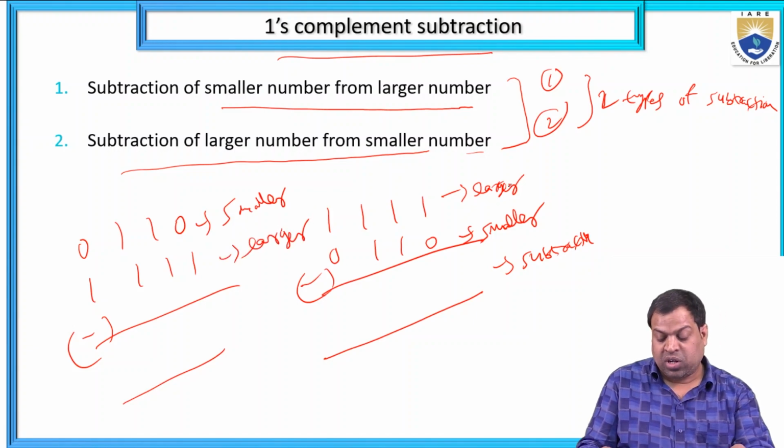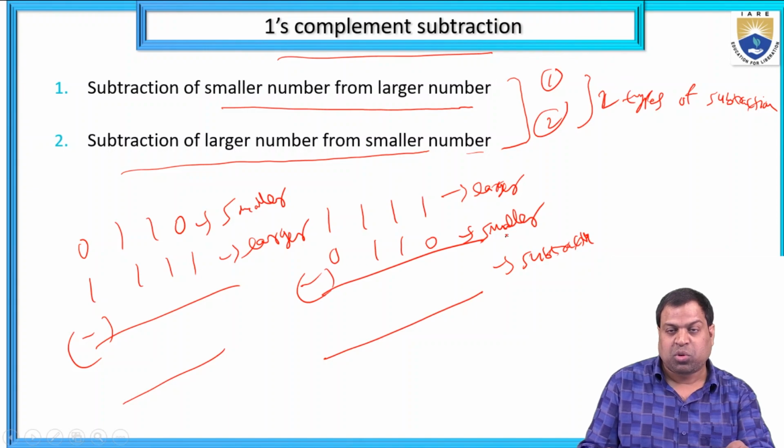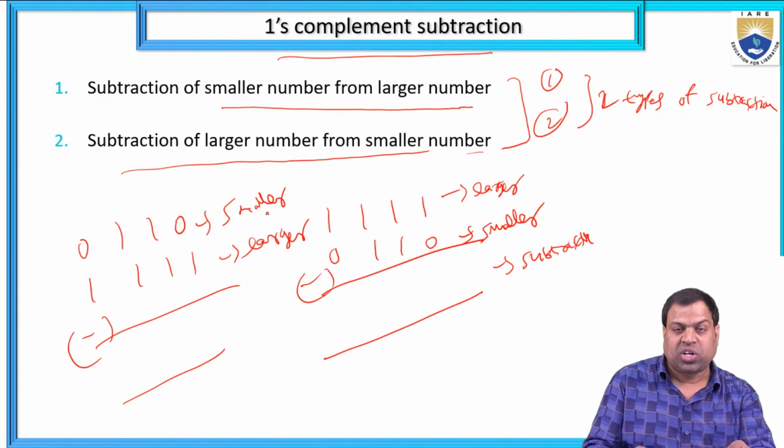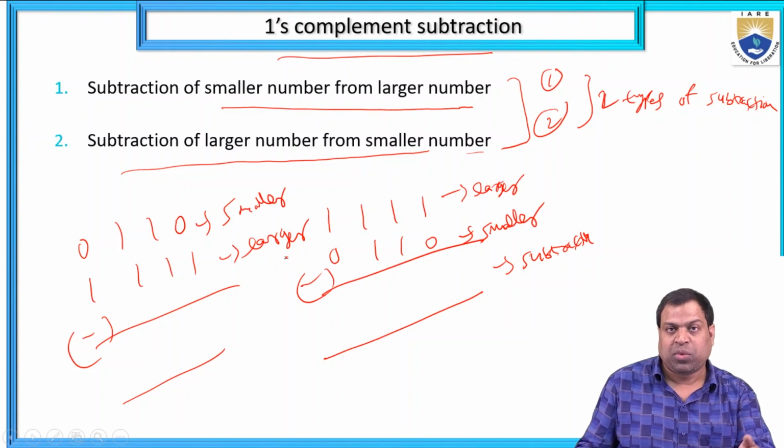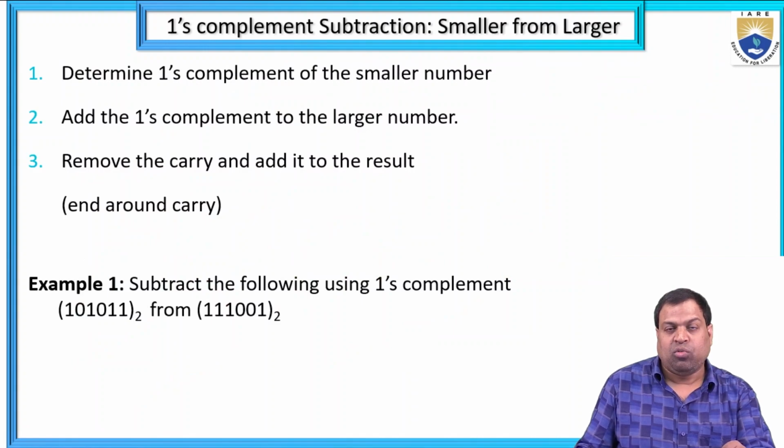So how are we performing this? Larger to smaller means there is no problem, no issue. But smaller to larger, in a binary number, is very difficult. For these difficulties, we are performing ones complement. We are applying ones complement and two's complement to the subtraction. So how are we performing ones complement subtraction of the smaller from larger? Determine ones complement of the smaller number. Add the ones complement to the larger number, remove the carry and add it to the resultant, the end around carry.